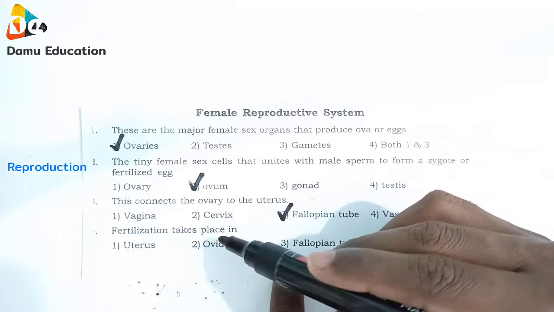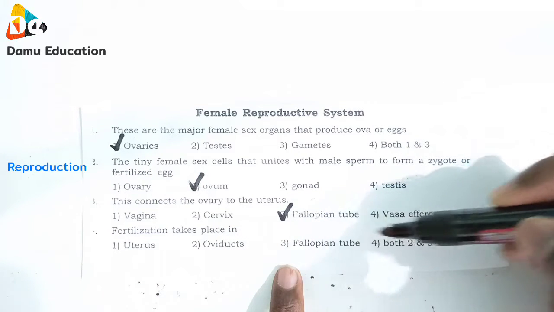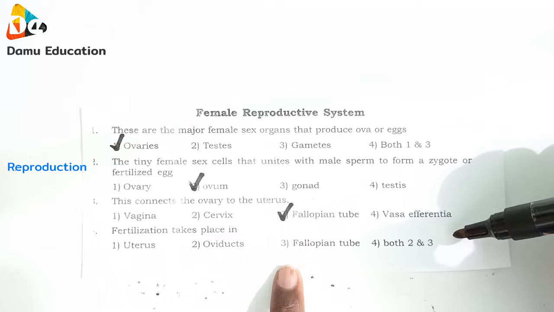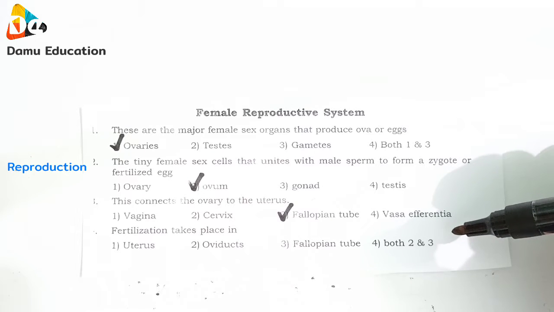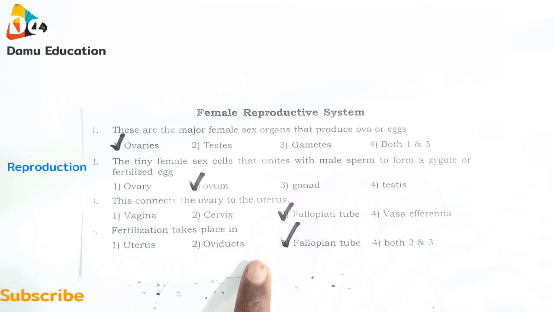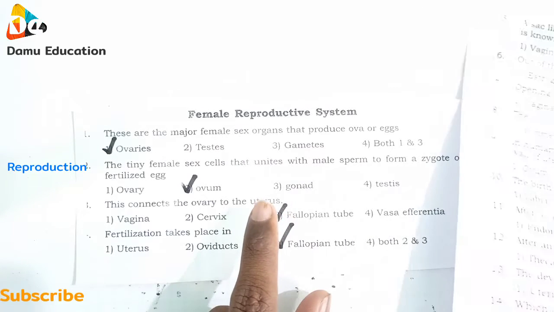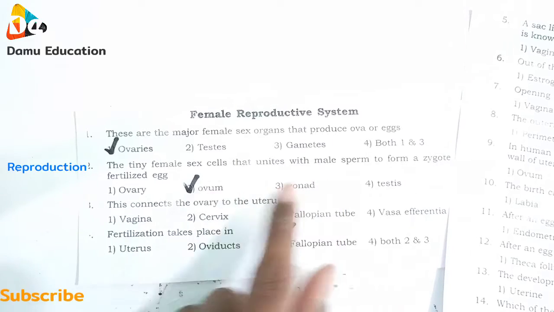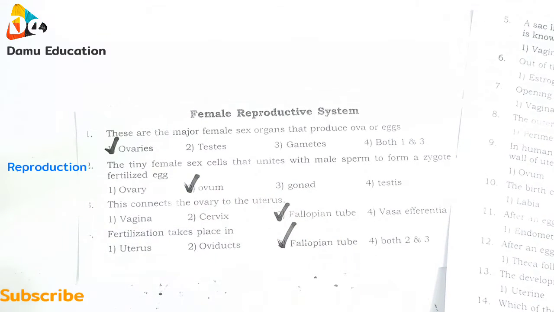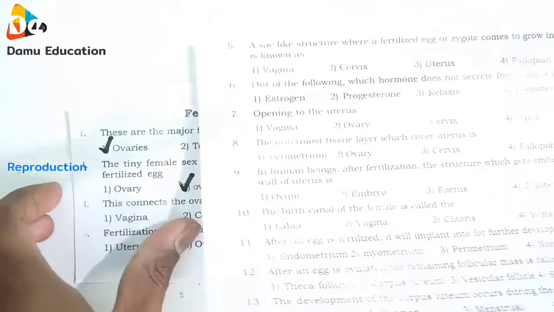Next one, fertilization takes place in. First one is uterus, second one is oviducts, third fallopian tube, and fourth both 2 and 3. What is the answer? Fertilization takes place in which place? The fourth one, we know, is the fallopian tube. In the fallopian tube, fertilization takes place. It is in the fallopian tube that the male sperm and ovum meet and join each other to form the zygote.